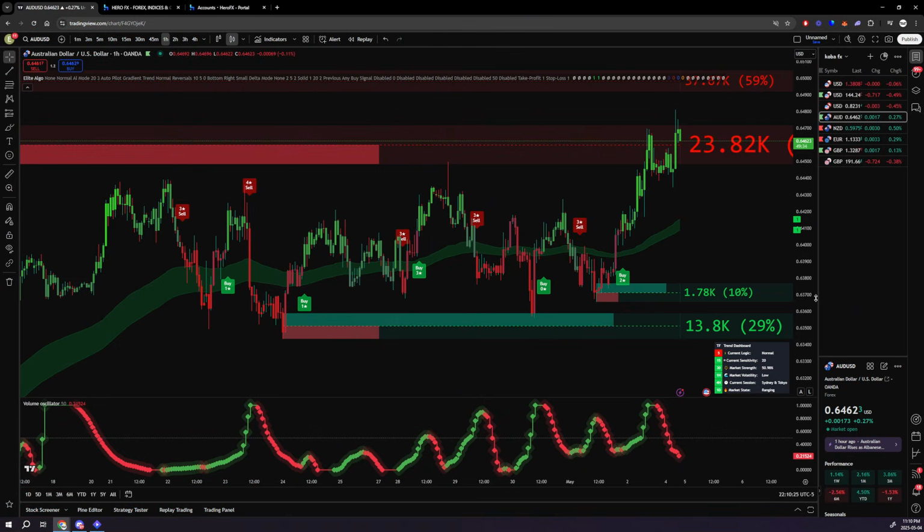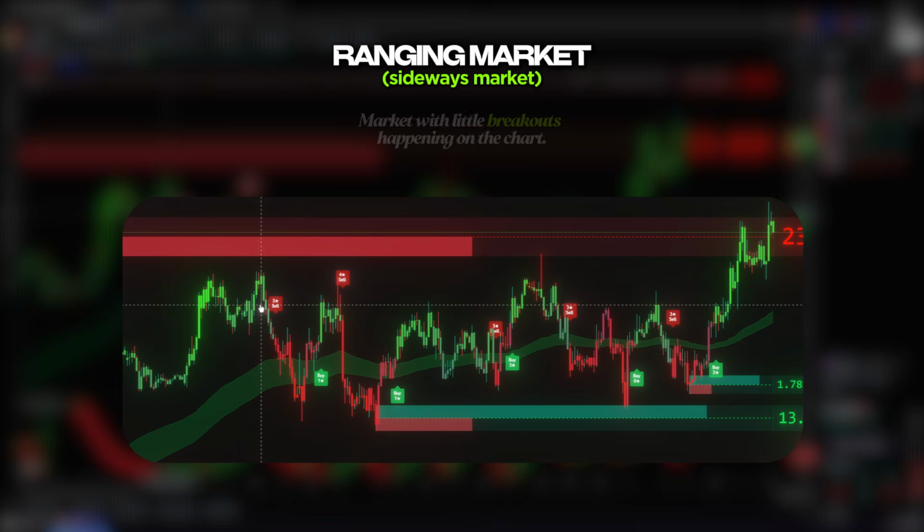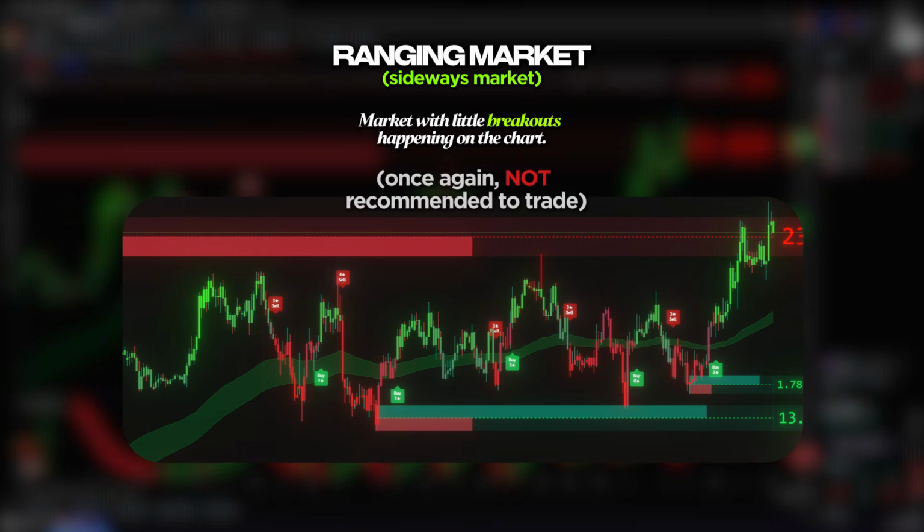And one last thing before I show you guys examples of signals we could take and we should take, here's an example of signals that we should not trade. And that's because, again, guys, as we can see over here, we are in a ranging market. We are in a sideways market, a market with very little breakouts happening on the chart. This is when we want to avoid it.